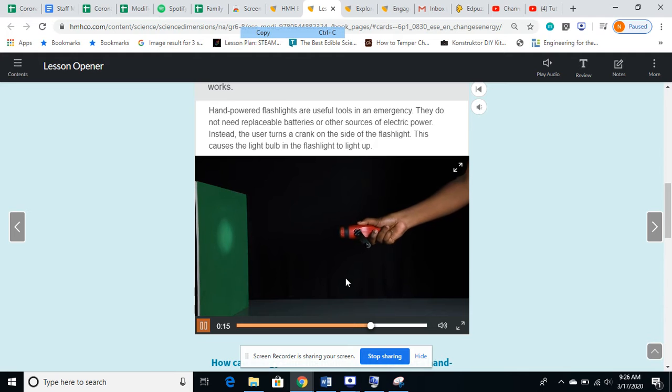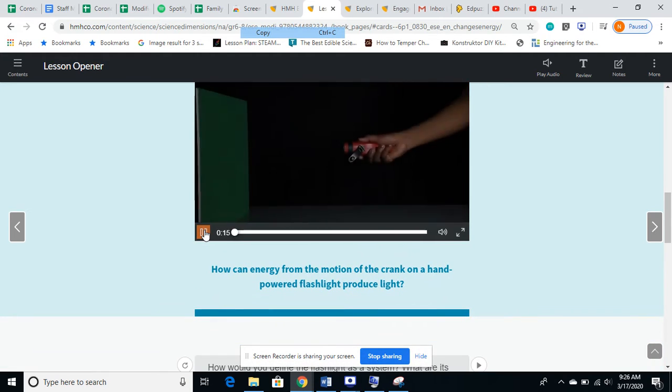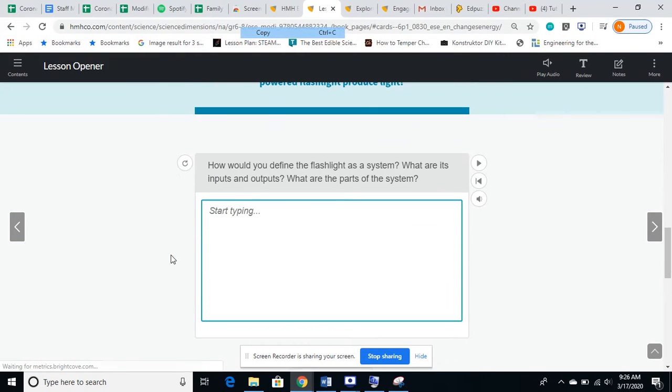So there's a lot of different types of energy going on here. When you stop, the light dims. Okay, so how would you define the flashlight as a system? What are its inputs and outputs? What are parts of the system? So inputs are things that go into the system. Outputs are things that go out.